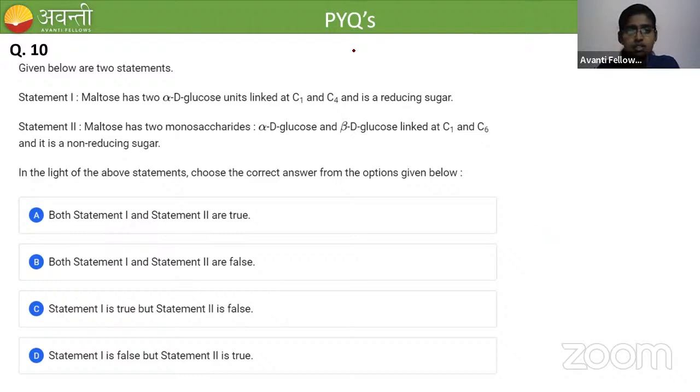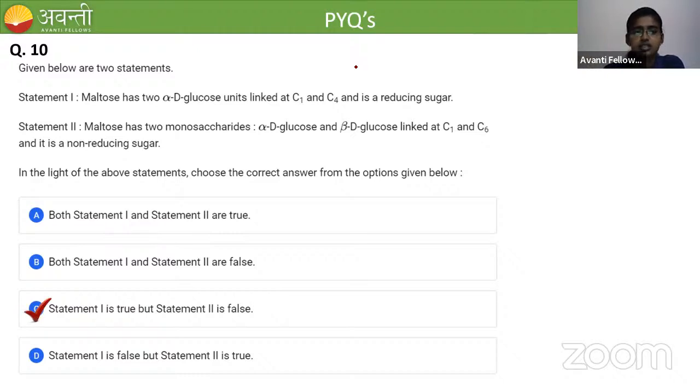Did you get the answer? In the first statement, they are saying that it is a reducing sugar, and in the second statement, it is given that it is a non-reducing sugar. So obviously, option C is the correct answer for this question. Statement 1 is true, but statement 2 is false.